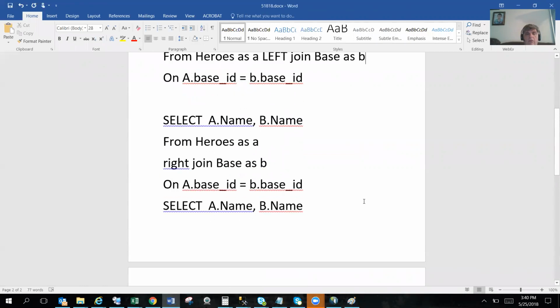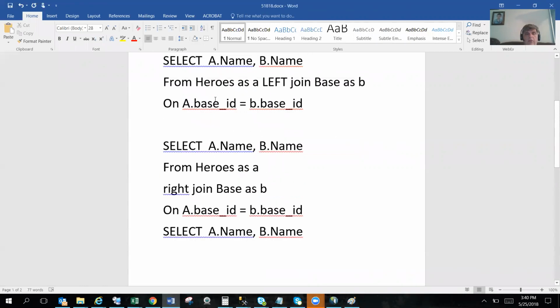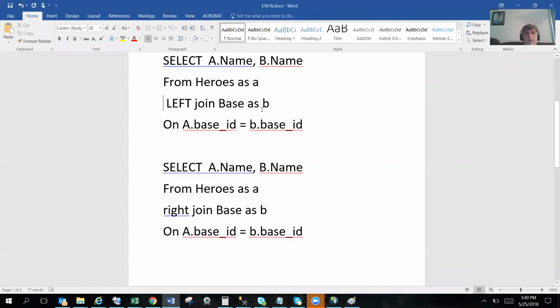Oops, sorry. Here's your left outer join. Select A.name, B.name from heroes as A left join base as B. You can also call this a left outer join. That's also correct syntax. And then the same thing, you're just changing it to a right outer join. So you can do right outer join. Okay.